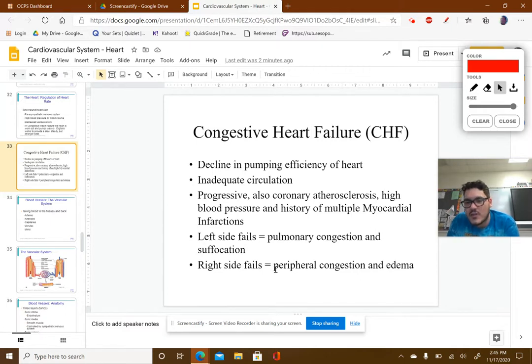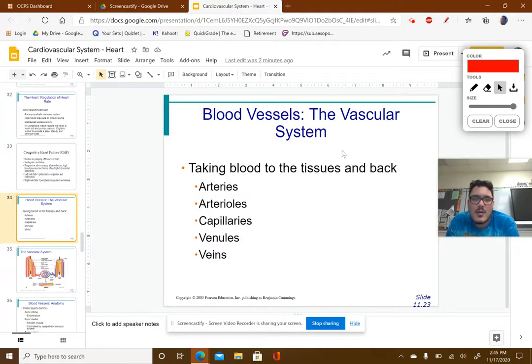If the right side fails, you can get peripheral congestion and eventually an edema, which is swelling, internal swelling due to trapped liquids. Obviously, left side failure is more fatal. But nonetheless, this is a condition that is very serious for the cardiovascular system.